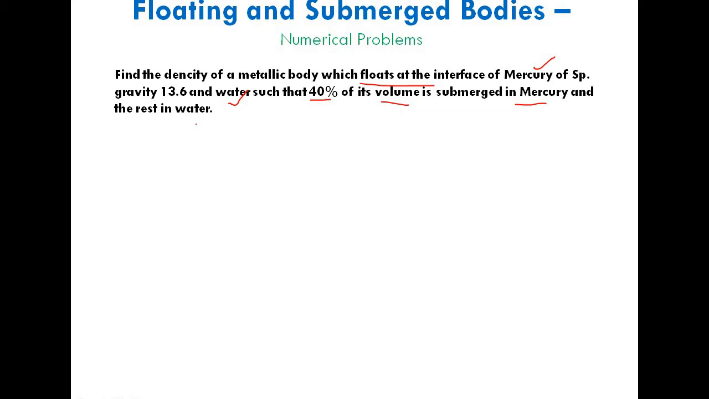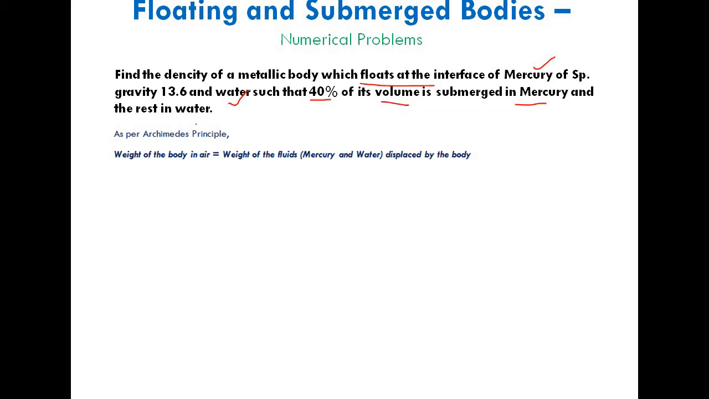And what is the condition? 40% of its volume. If the volume of that body is V, 0.4 V is in mercury and the remaining 60%, that is 0.6 V, is in water. Okay. So how to do the problem? First of all we shall have to sketch this, even though a sketch of this particular problem is not required. If you want, you can do it. How to do this problem?